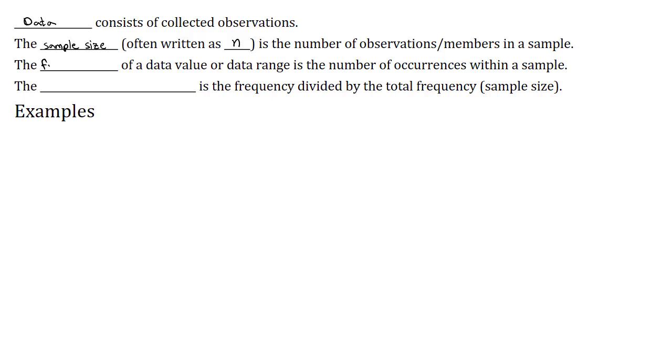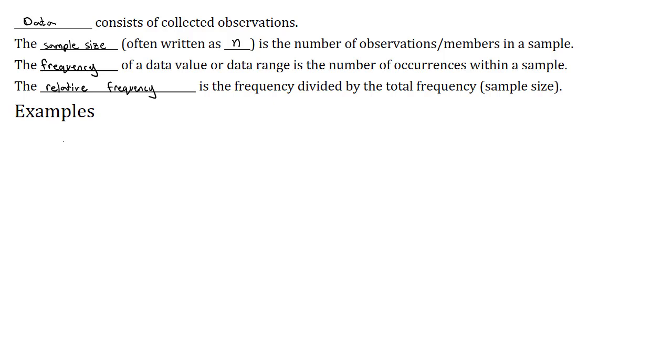The frequency of a data value is the number of occurrences within the sample. In other words, if there were 5 students who were 21, then the frequency of 21 would be 5. And finally, the relative frequency is the frequency divided by the total frequency. In other words, it gives the proportion of people that fall in that category.